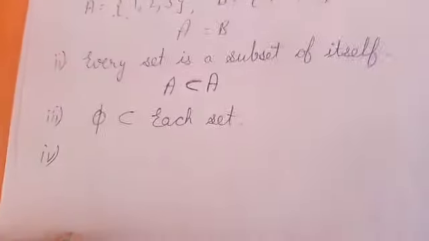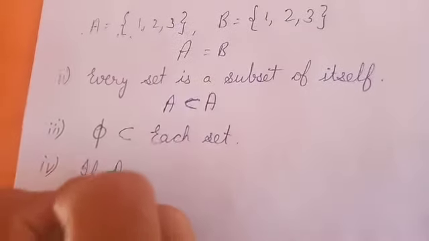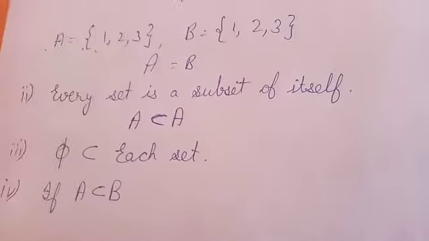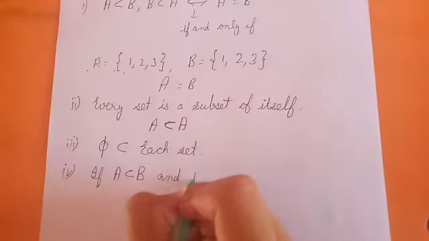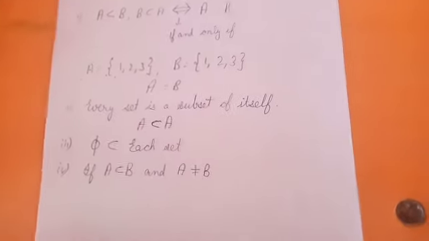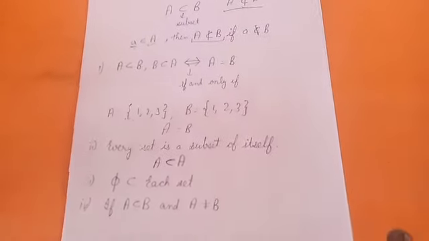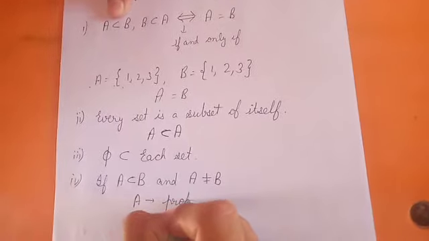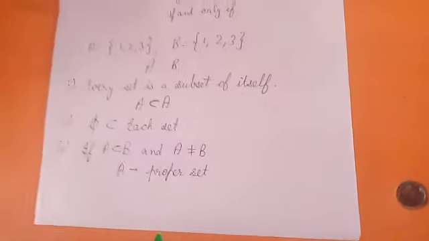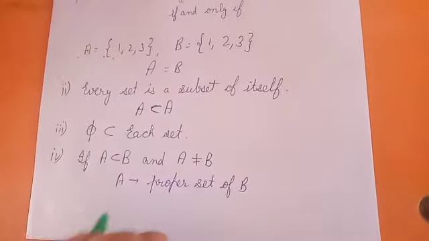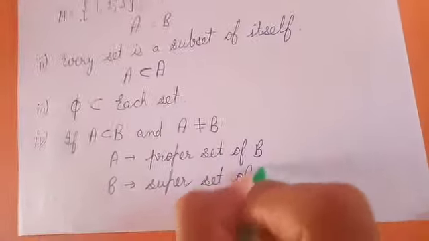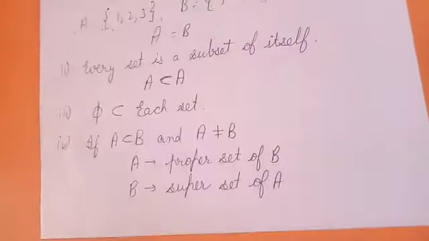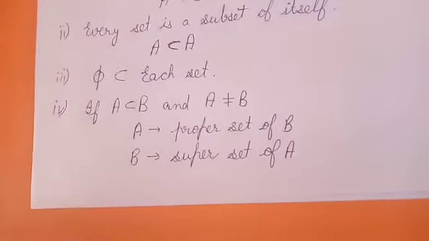Point number 4, if A is a subset of B, and A is not equal to B, means all the elements of A are included in B but A is not equal to B. That means A is called a proper subset of B. Okay, and B is called a superset of A. Okay, I hope you understood it.